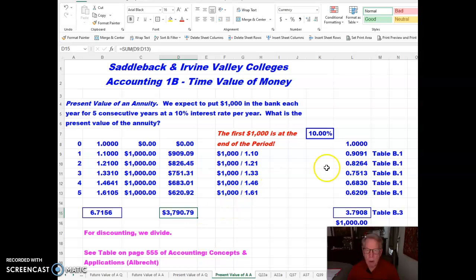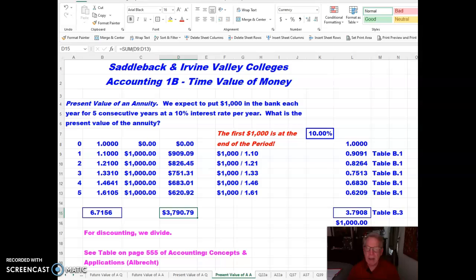We get $3,790.79. Now, in the book, you're going to find that our table B.1, which we'll show you in a second, we add those all up, and shockingly so, that is the total of all of these in table B.3 here. And if I multiply that times that $1,000, I get that $3,790.79 that hopefully you can see is the same as we did using Steve's way. And there we go. All right, that's a little bit of an overview to this chapter.